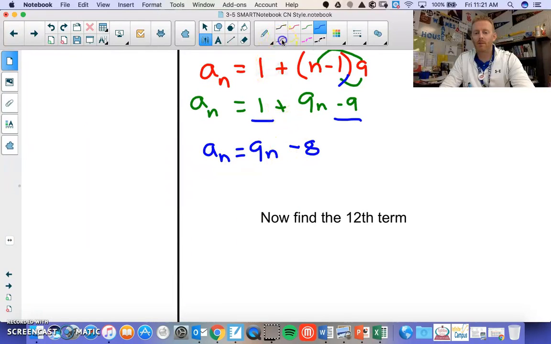So now what we're going to do is find the 12th one. So we're going to plug the number 12 into here. So here's how it looks. A sub n is equal to 9 times 12 minus 8.